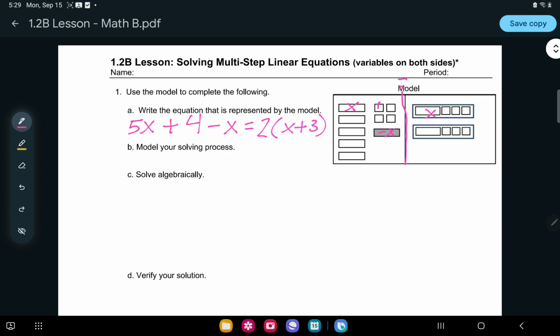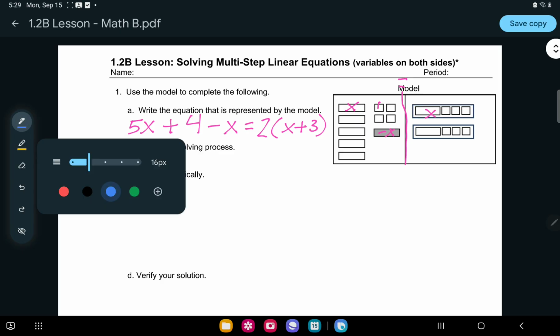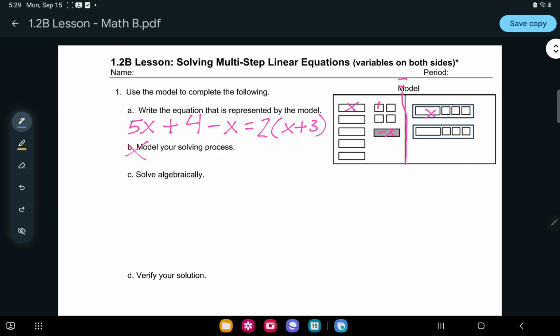So now we don't need to model our solving process, but we're going to go ahead and solve algebraically. So when we solve this, I want you to go ahead and write a couple steps here. The first step is that I want you to simplify each side of the equation before you start moving things around. That's going to make your life easier. So simplify each side of the equation first.